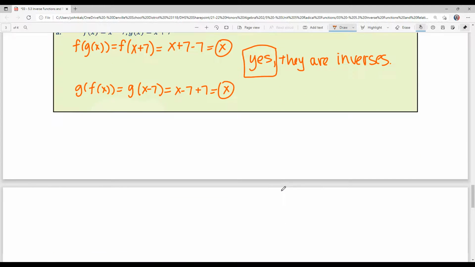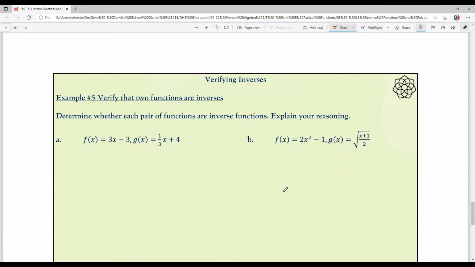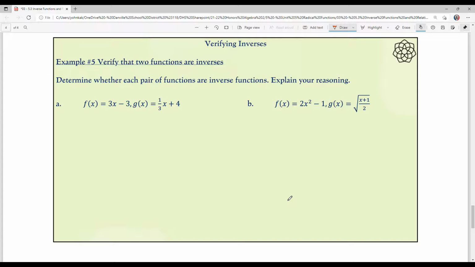All right, let's take a look at two more examples of inverses. Determine whether each pair of functions are inverse functions. Explain your reasoning, or you justify using algebra. So my functions in part A, f of x equals 3x minus 3, and g of x equals 1/3 x plus 4. So I need to find f of g of x and see if it equals x.